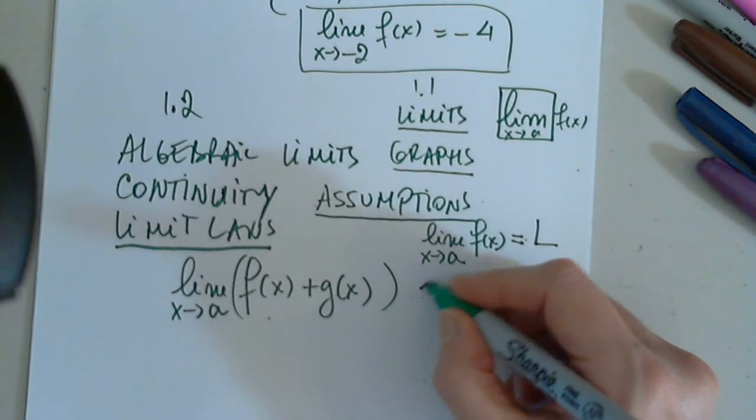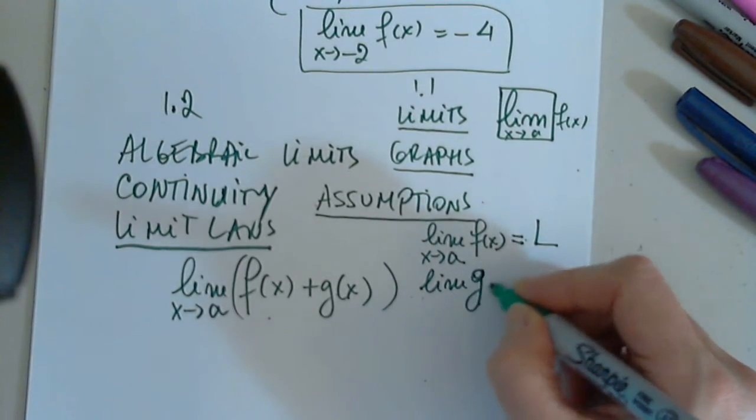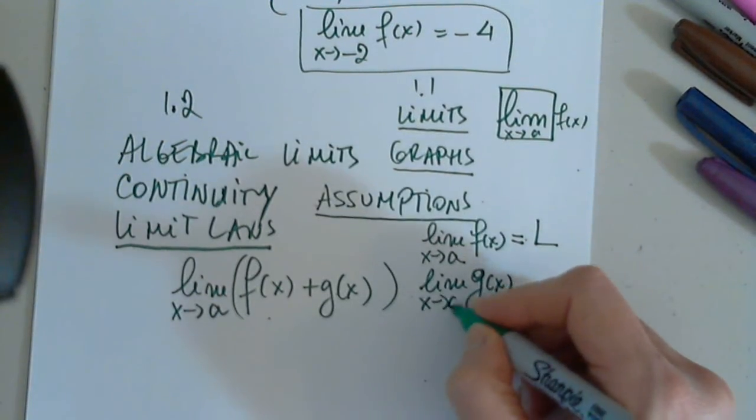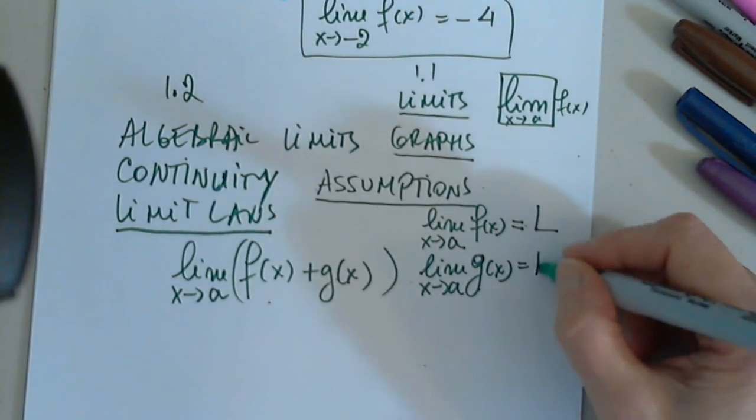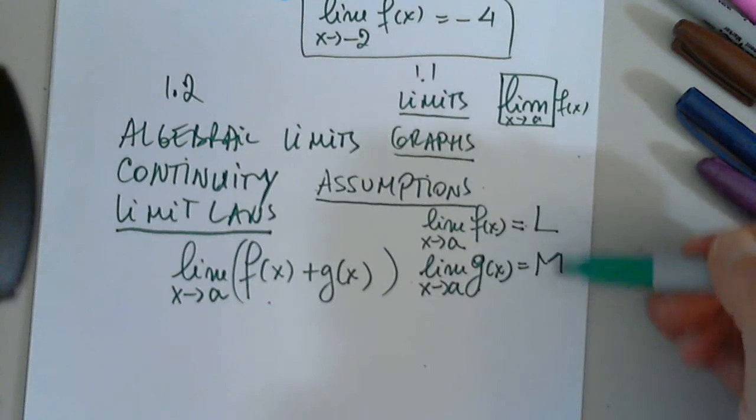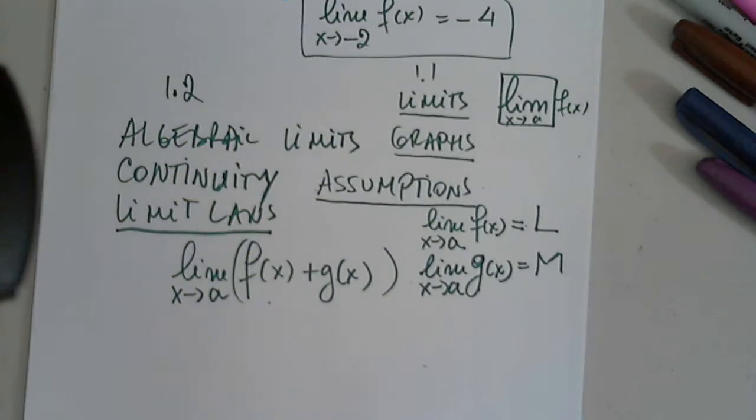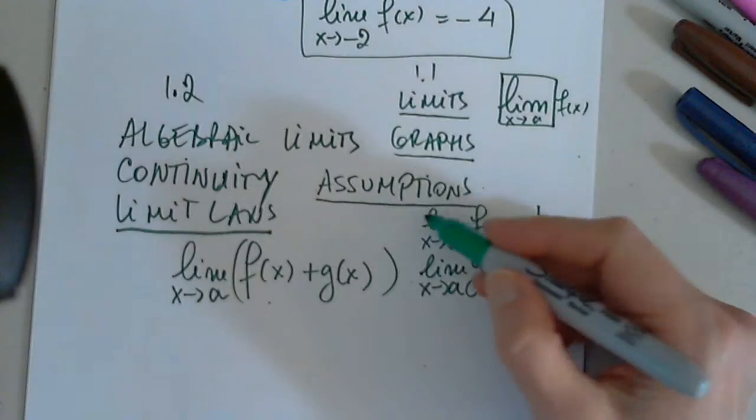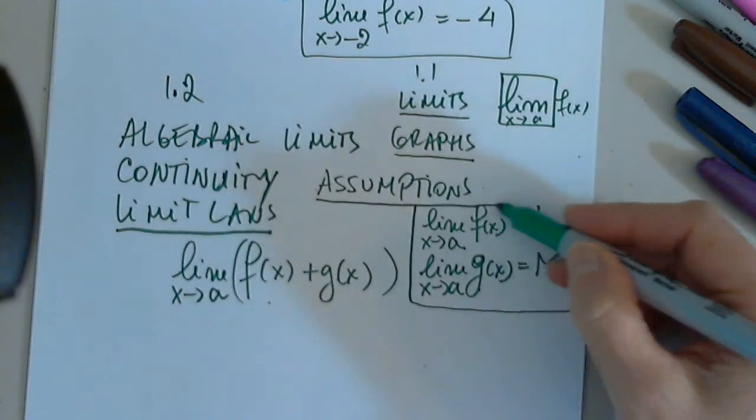The other assumption is that the limit of g of x as x approaches a also exists. Let's call it m. It doesn't matter. These are arbitrary. You can put a and b. Your book and other books that I'm teaching from use L and M. It doesn't matter. So these are our assumptions.